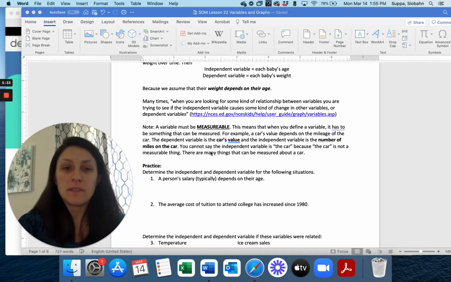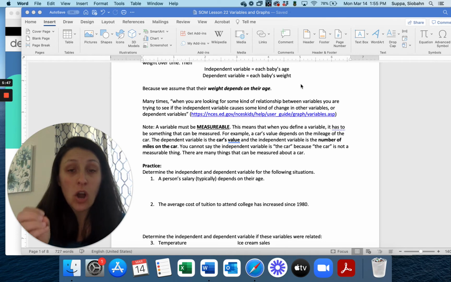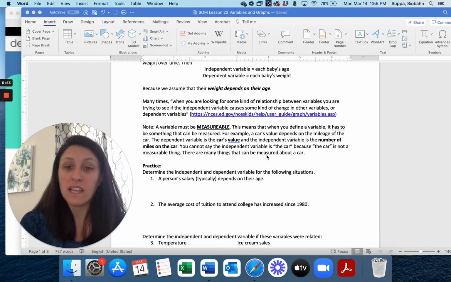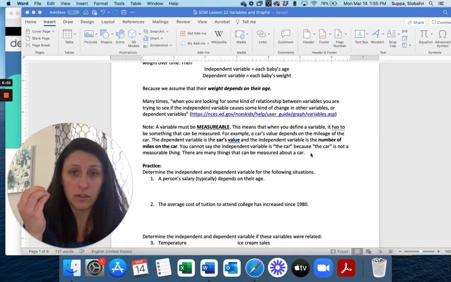And the most common mistake I see students make when they're asked to state the independent or the dependent variable is they will say things like, oh, it's the car, or it's the baby, instead of being specific about what exactly you are talking about that can be measured about the attribute that you just listed. So there's many things that can be measured about a car. So if you just say that the independent variable is the car, that's incorrect. You have to be specific about exactly what you're measuring.